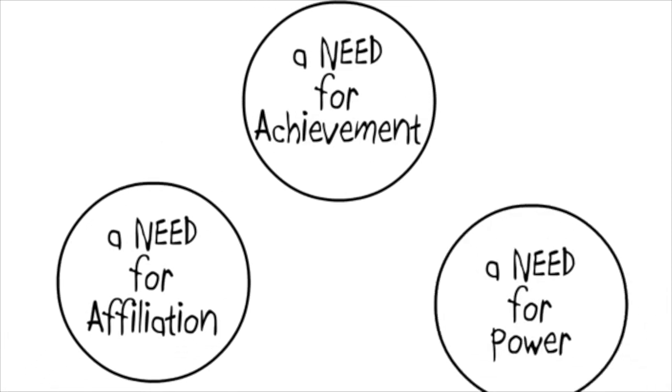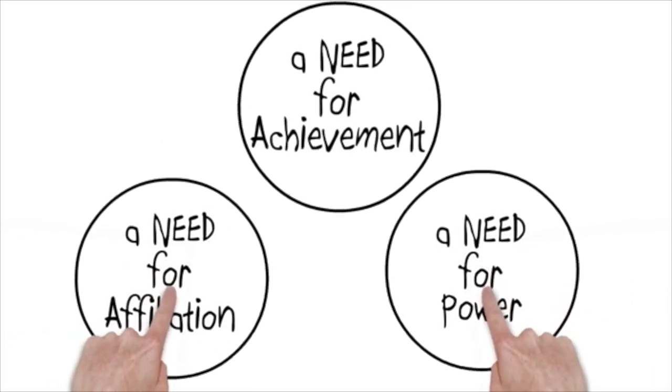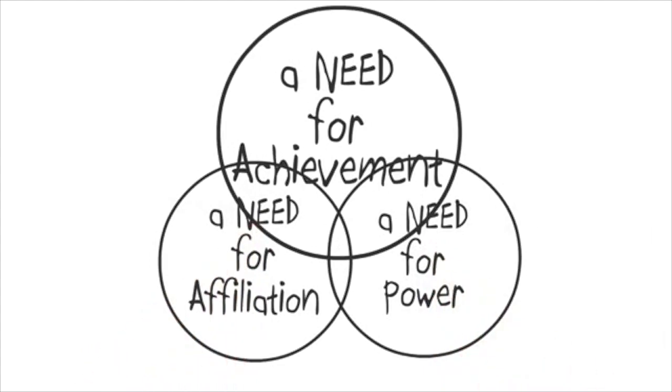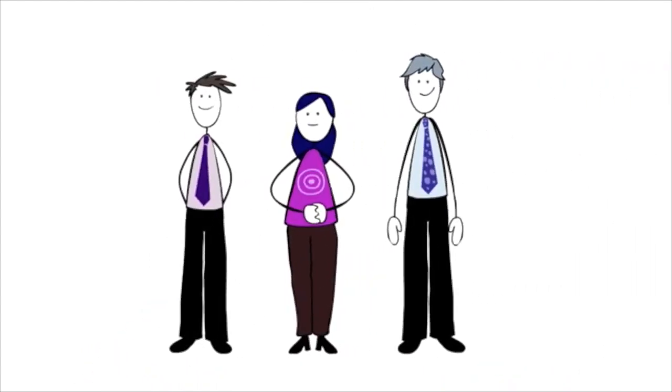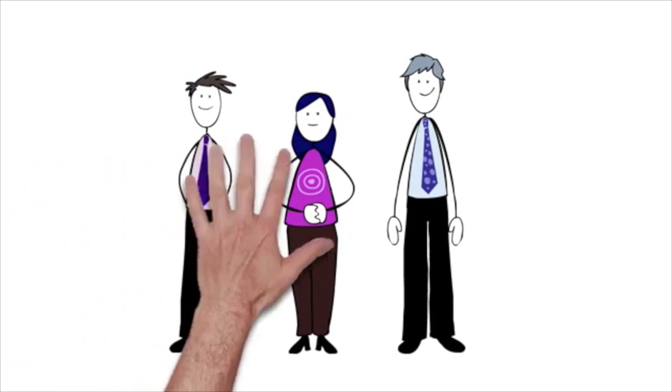Most people, of course, will possess a combination of all three, with a strong bias towards one, and people will have different characteristics depending on their dominant motivator. Your job is to find out who has which. So let's get to understanding the three needs in a bit more detail.